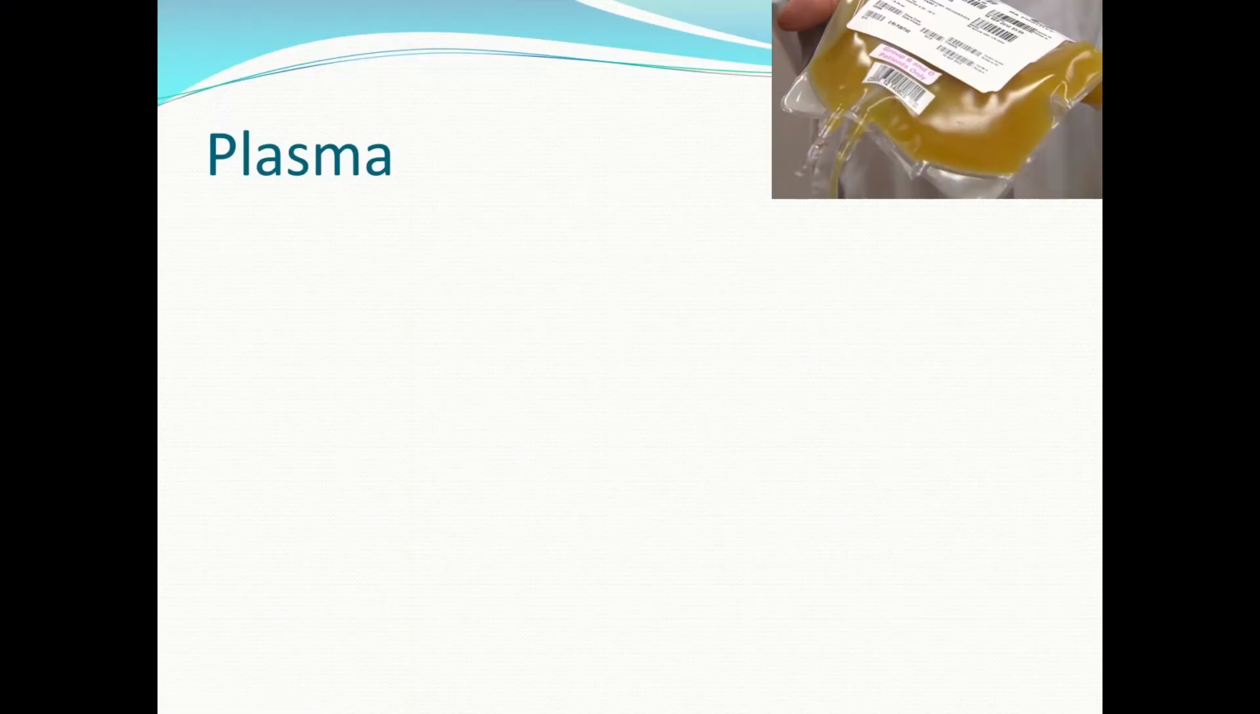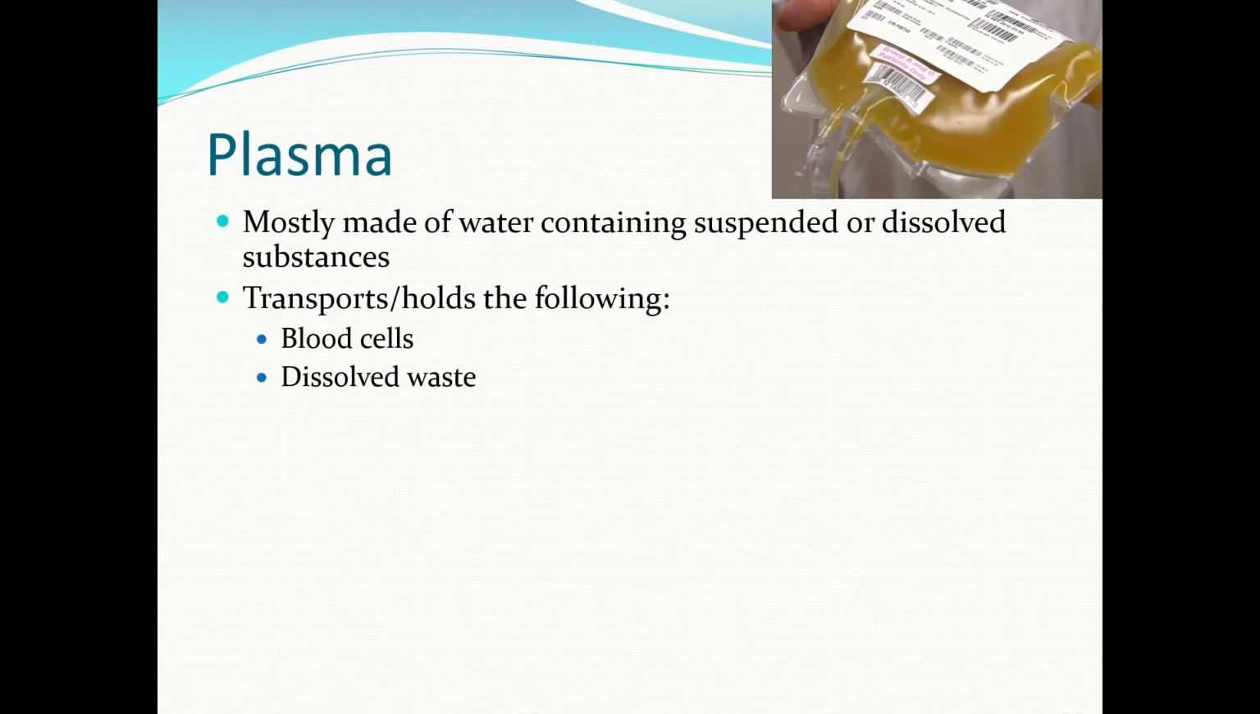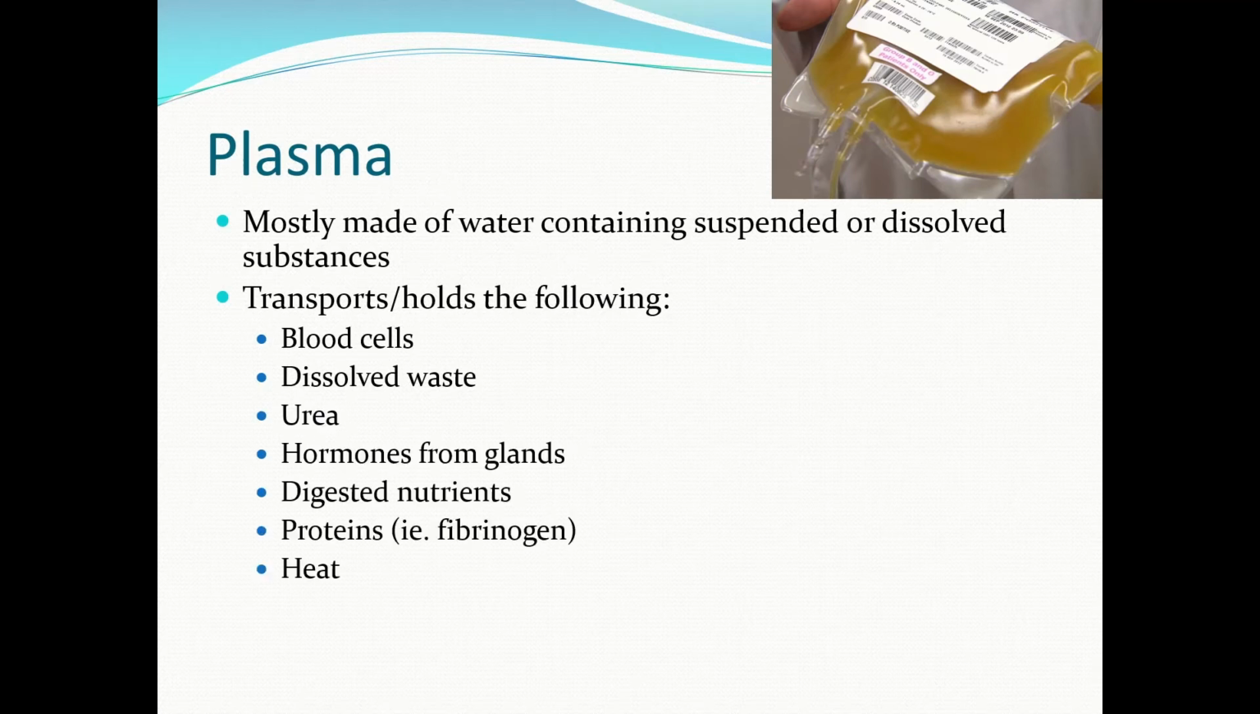So plasma is the biggest part of our blood. You can see it up in the picture there. It's yellowish in color. It's mostly made of water. It's got suspended or dissolved substances. It transports and holds those blood cells, dissolved waste, urea, hormones, digested nutrients, proteins like fibrinogen, heat.